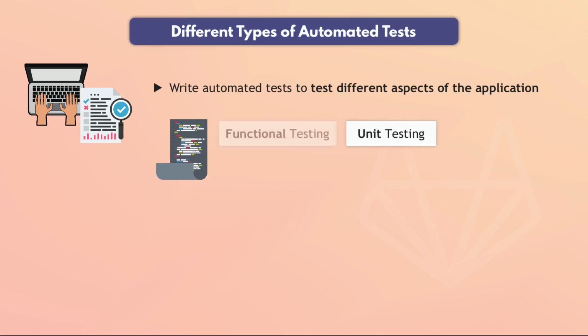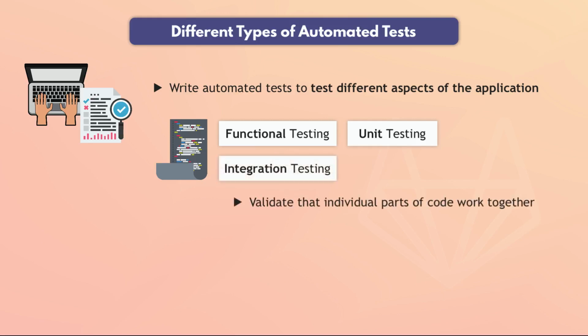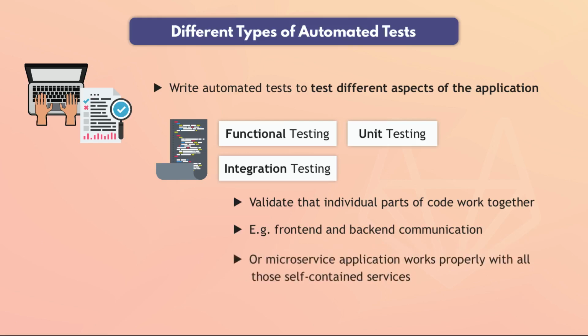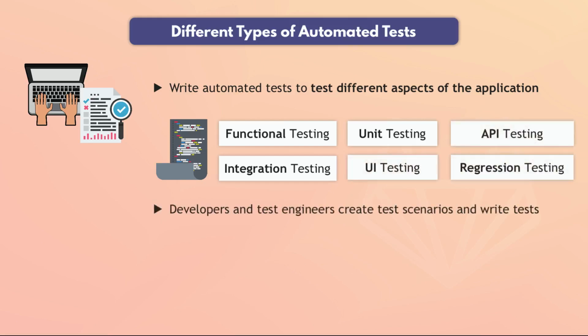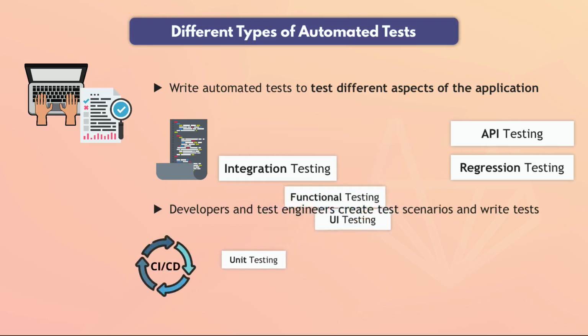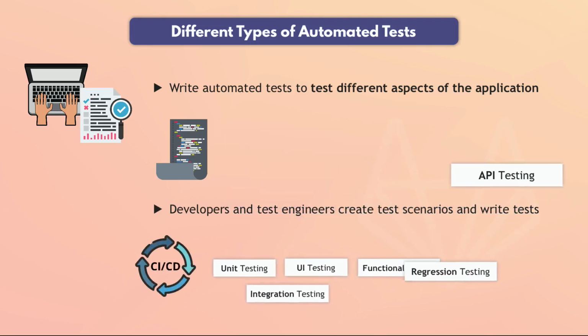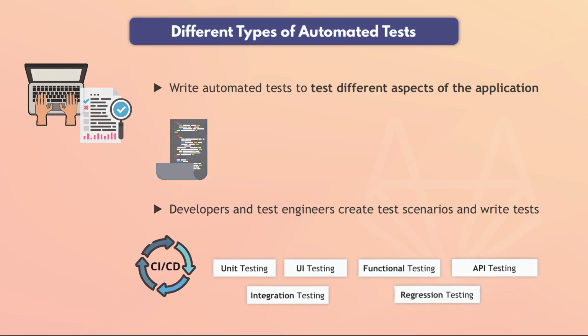You also have functional testing, which is used to validate all functionalities of your application. Then you have integration testing, which is used to validate the interaction between different parts of the application. So basically how it integrates with other services. And as I said, developers and test engineers usually create test scenarios and write tests for them. And when we release the application changes, all these tests can be run to test different aspects of the application.